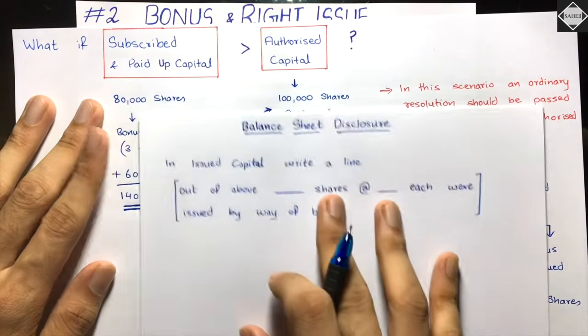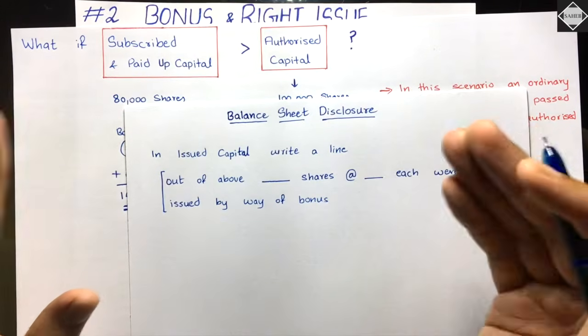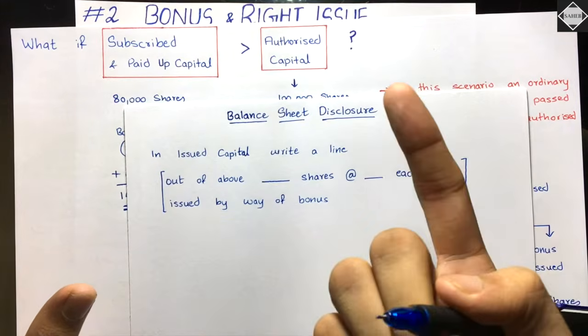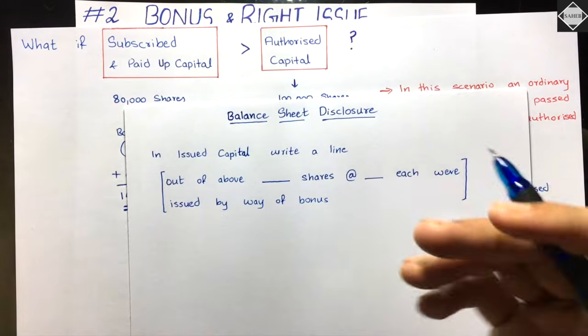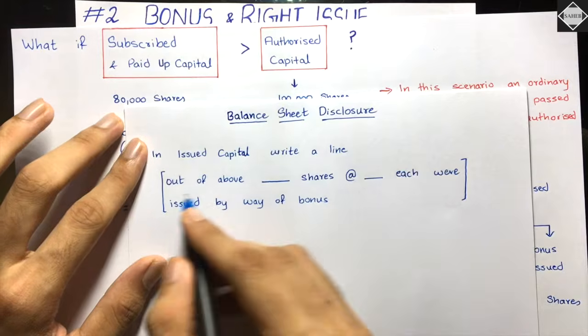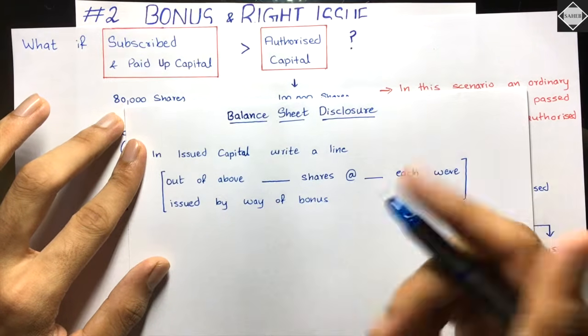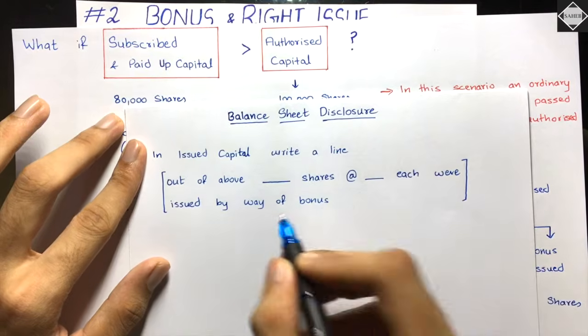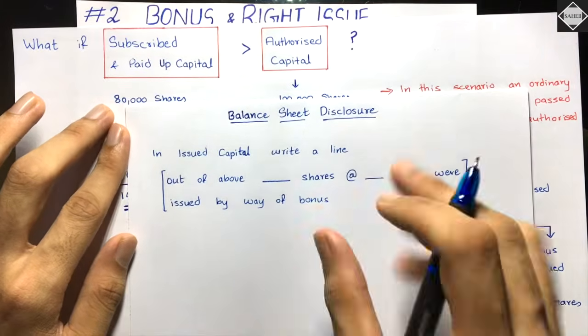What you have to do is, in issued capital you have to write an extra line. For example, the capital is, let's just say, 10 lakh, and out of that 1 lakh shares are bonus shares issued by way of bonus. Then you have to write a line below: out of the above, 1 lakh shares at face value, let's just say 10 rupees each, were issued by way of bonus scheme. Is that clear? That's the balance sheet disclosure you have to show.